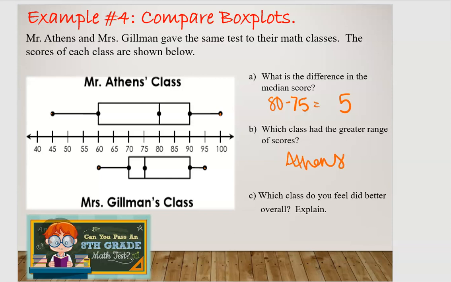And then which class do you feel better about? That's kind of an opinion. I mean, Mrs. Gilman's class had a min of 60 rather than Mr. Athens, who had a min of 45. But his median was higher. So it kind of depends on how you view it. Because I could say that 50% of his data was 80 and higher, and 50% of her data was 75 or higher. But he got 100% and she only got a 95. So it kind of just depends on how you spin it.